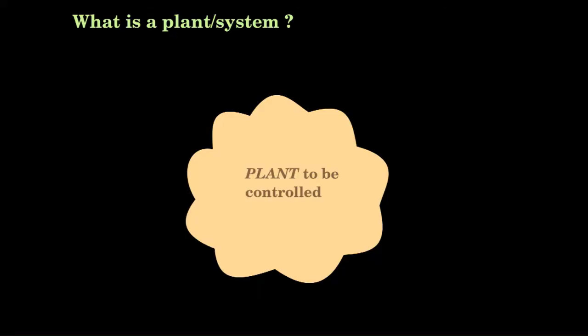So, this is the plant to be controlled, and this has generically four ports. Remember always, generically it always has four ports. Two of them are energy ports, two of them are signal ports. Okay. So, what are they?